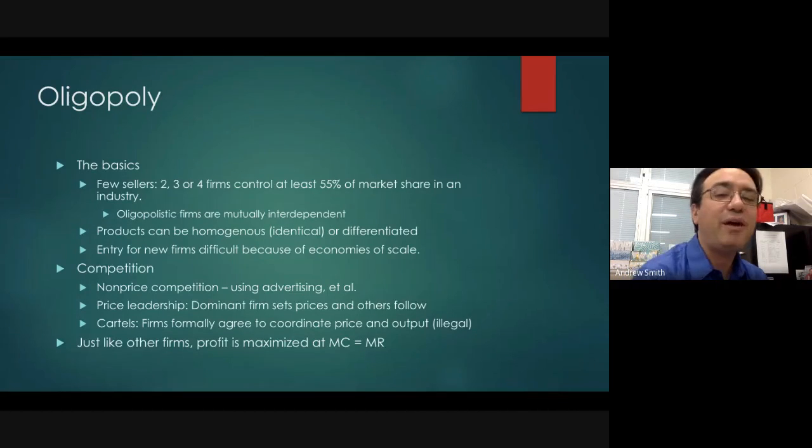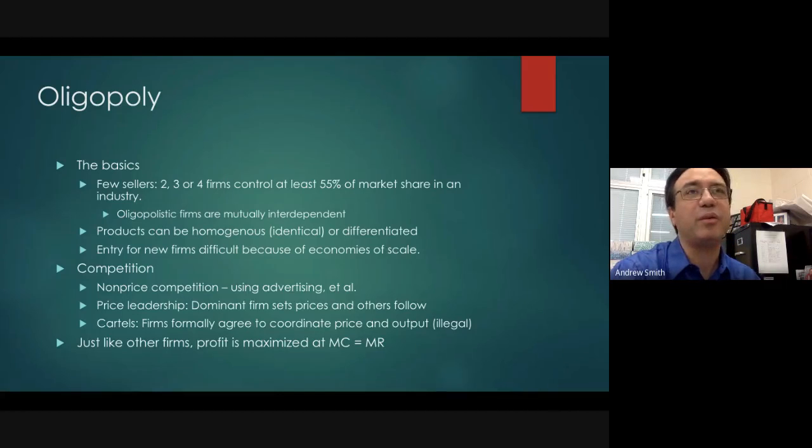So you have few sellers, 2, 3, 4 firms control at least 55% of the market share. For example, the soda industry is a good example of an oligopoly where you've got Coke and Pepsi. And yes, you also have the Dr. Pepper company that makes a lot of the flavored sodas you see. Dr. Pepper is probably their best known, but they do A&W root beer and Sunkist and Big Red Cola and Canada Dry and 7-Up and RC Cola.